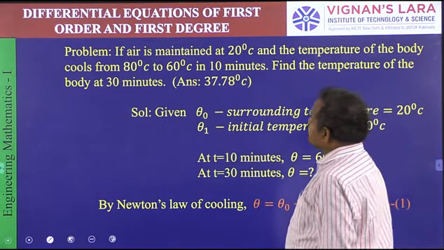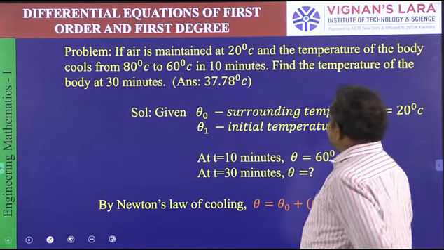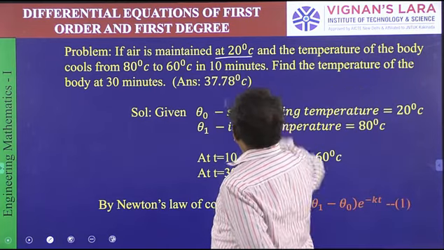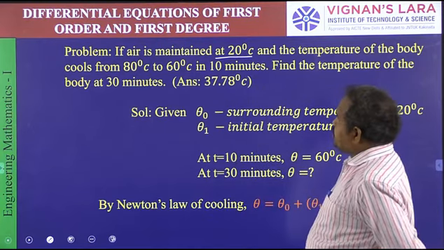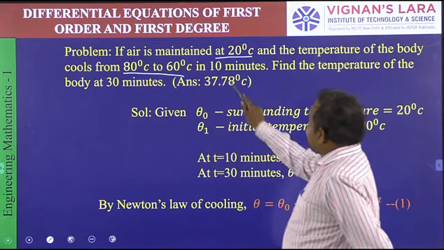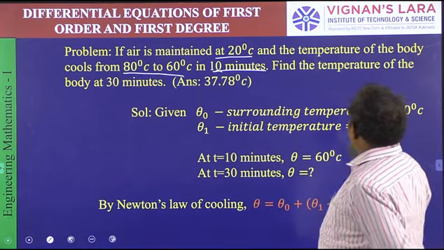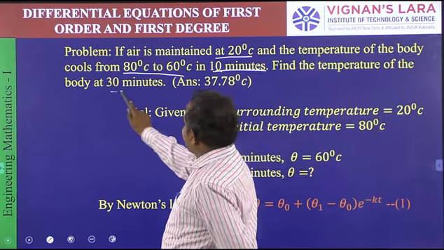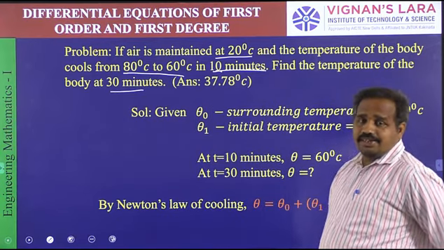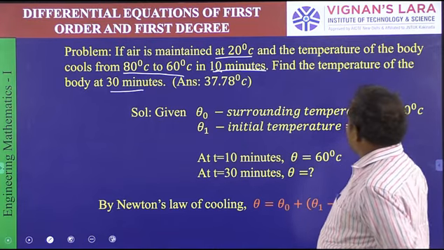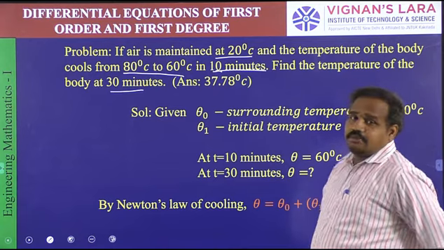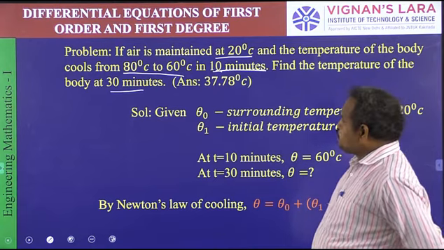What is the problem? If air is maintained at 20 degrees centigrade, and the temperature of the body cools from 80 to 60 in 10 minutes, then find the temperature of the body at 30 minutes. So we have to calculate the temperature of the object, theta, at t equal to 30 minutes. This is our problem. So first, what is the given data?